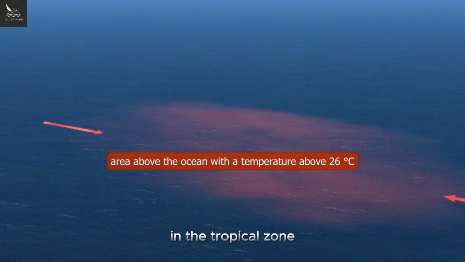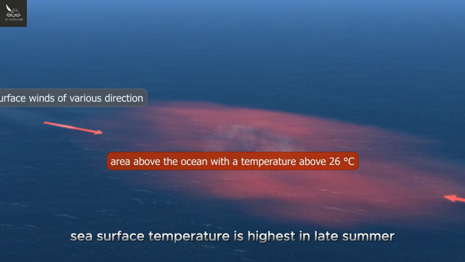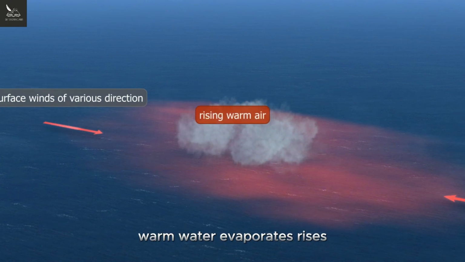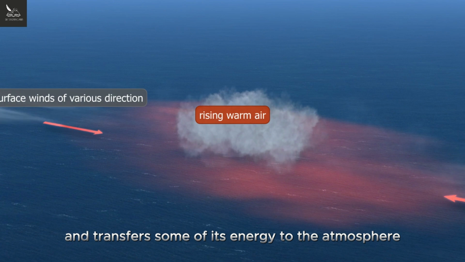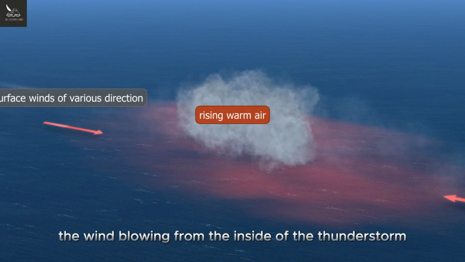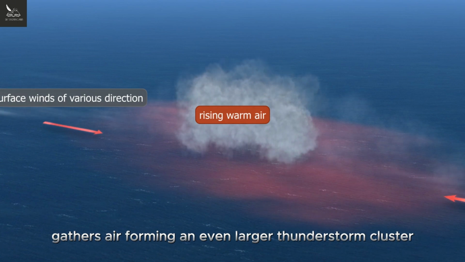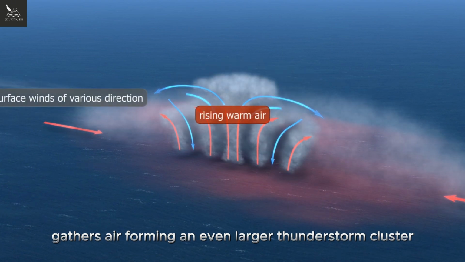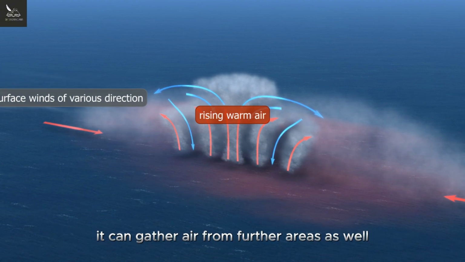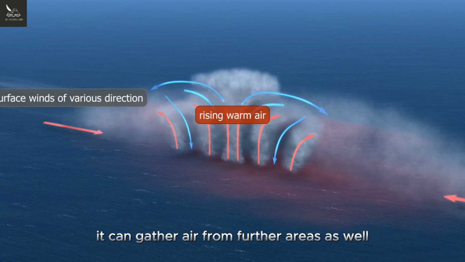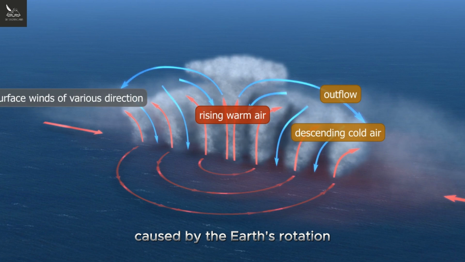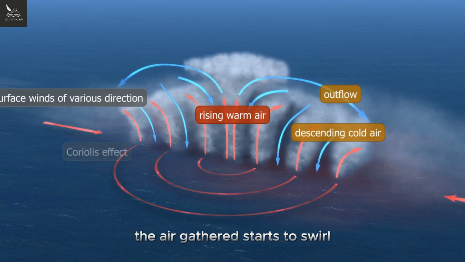In the tropical zone, sea surface temperature is highest in late summer. Warm water evaporates, rises, and transfers some of its energy to the atmosphere, thus forming thunderstorms. The wind blowing from the inside of the thunderstorm gathers air, forming an even larger thunderstorm cluster. As the cluster grows in size, it can gather air from further areas as well. Due to the Coriolis effect caused by the Earth's rotation, the air gathered starts to swirl.